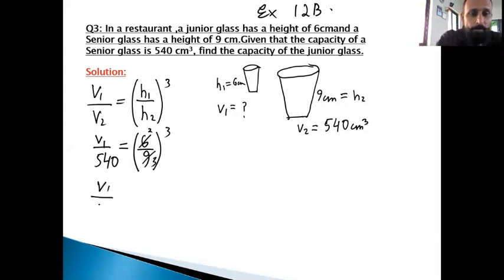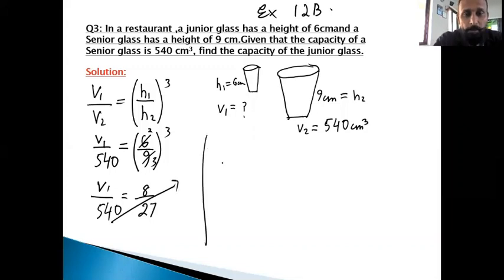Now, furthermore, you need to open up the bracket. 2 cubed: 2 2s are 4, 4 2s are 8; 3 3s are 9, 9 3s are 27. I hope you know the cubes of these numbers. So now, in order to calculate unknown V1, you need to cross multiply 540 on this side. So V1 equals 8 upon 27 multiplied by 540.